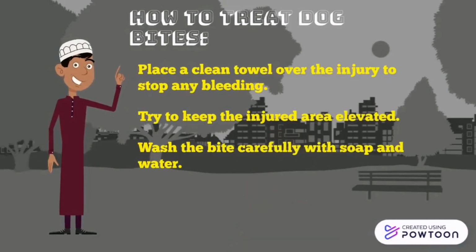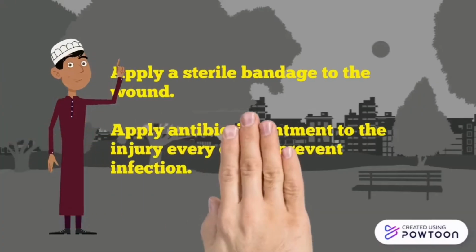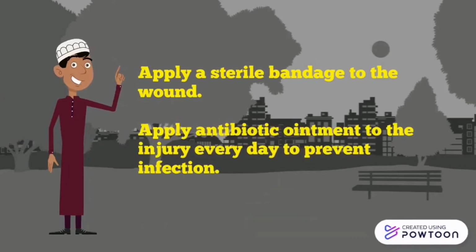How to treat dog bites. First, place a clean towel over the injury to stop any bleeding. Second, try to keep the injured area elevated. Third, wash the bite carefully with soap and water. Fourth, apply a sterile bandage to the wound. And fifth, apply antibiotic ointment to the injury every day to prevent infection.